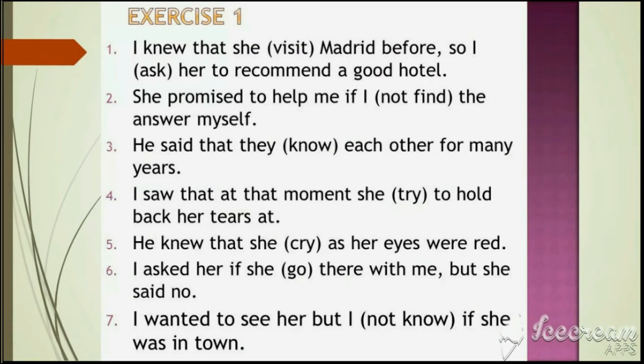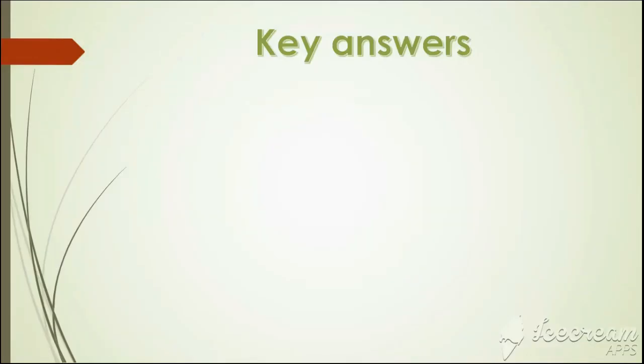Look at the exercise. Your task is to open the brackets and to write sentences in indirect speech using sequence of tenses. Be attentive and remember to use the rule. Now, if you're ready, let's check your answers.